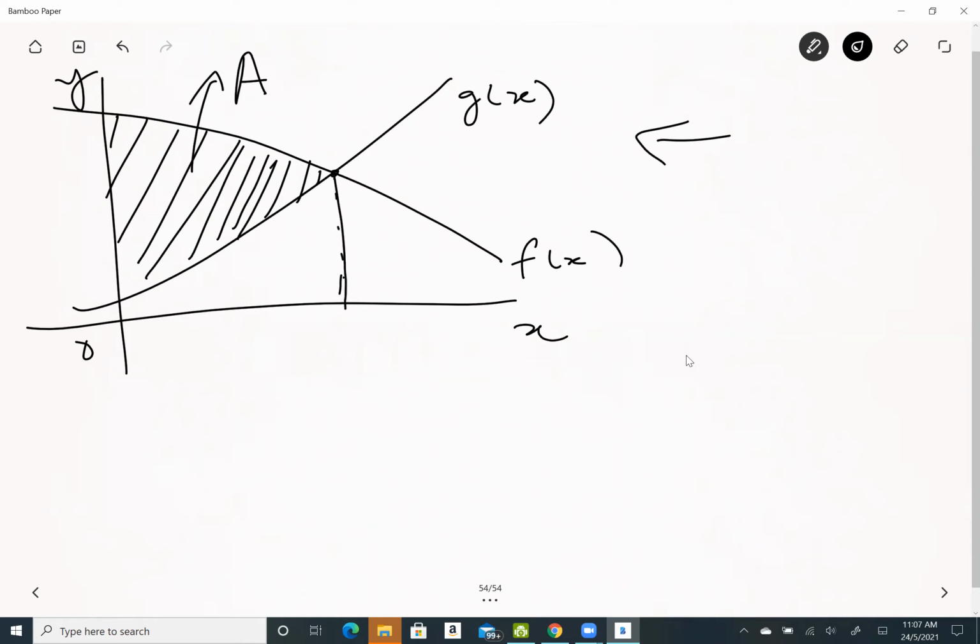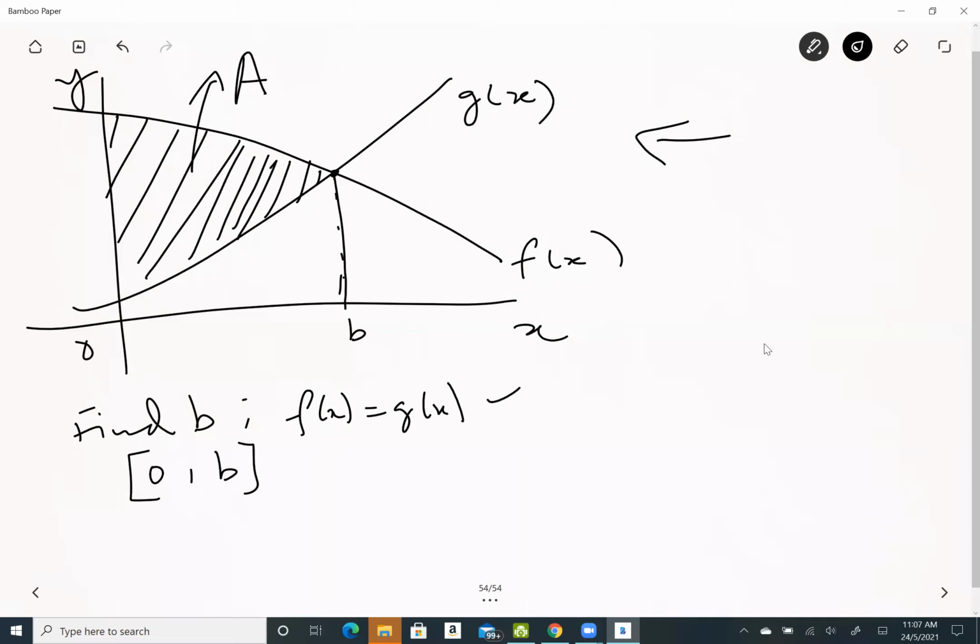In order to find the interval, we call this point B. So you need to find B. Finding B is not difficult. B is where f of x is equal to g of x. So that one is easy. Now you have the interval from 0 to B. Next, what do we need to do? The area is not the area under f, the whole area under f, and it is not the area under g. So what do we do here?